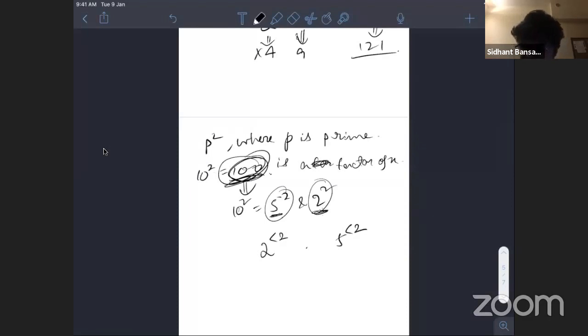Devansh asked for 16. Can you elaborate this? I don't get what you mean by 16, Devansh. 10 to the 100. Okay.